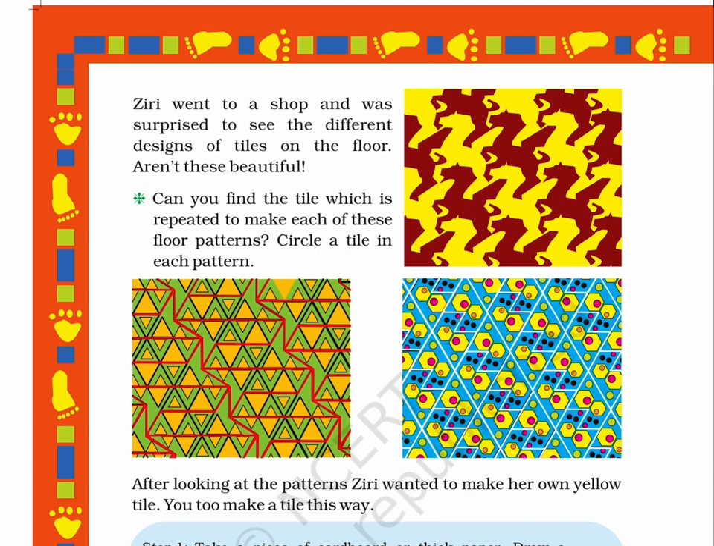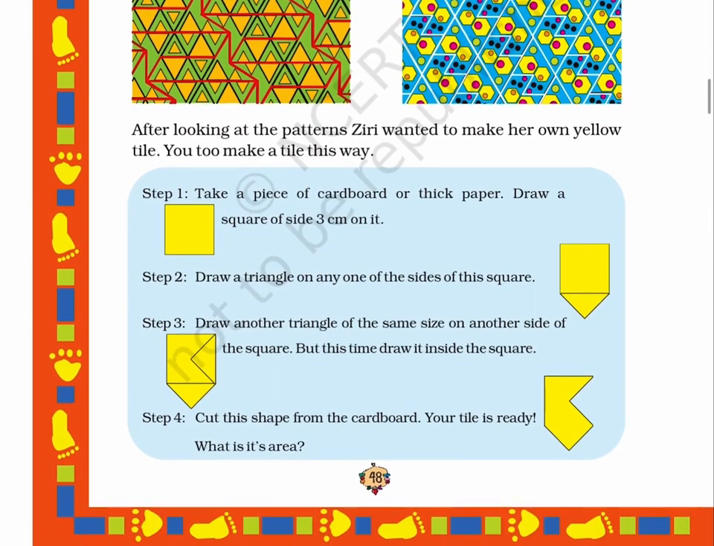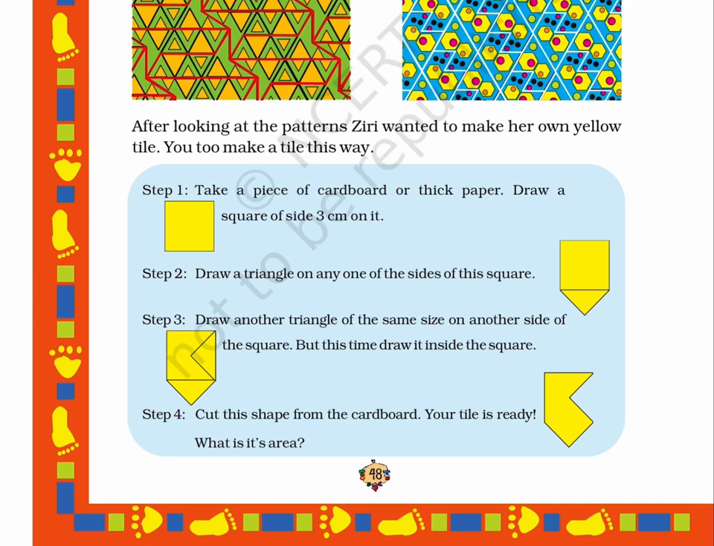Page 48. Ziri went to a shop and was surprised to see the different designs of tiles on the floor. Aren't these beautiful? We see 3 different designs of tiles displayed here, with all different colors, shapes and patterns drawn on them. Question. Can you find the tile which is repeated to make each of these floor patterns? Circle a tile in each pattern. After looking at the patterns, Ziri wanted to make her own yellow tile. You too make a tile this way.